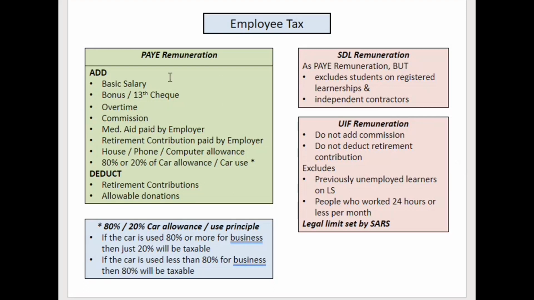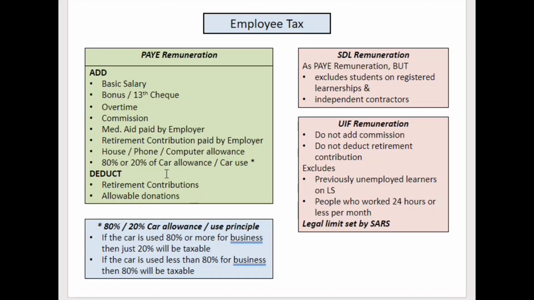As far as the pay as you earn remuneration is concerned, you start with your basic salary, you add your 13th cheque, you add overtime, you add commission, you add the medical aid that is paid by the employer, you add the retirement contribution paid by the employer, you add the house, the phone and the computer allowance, all of those at 100%. So the full amount you add.